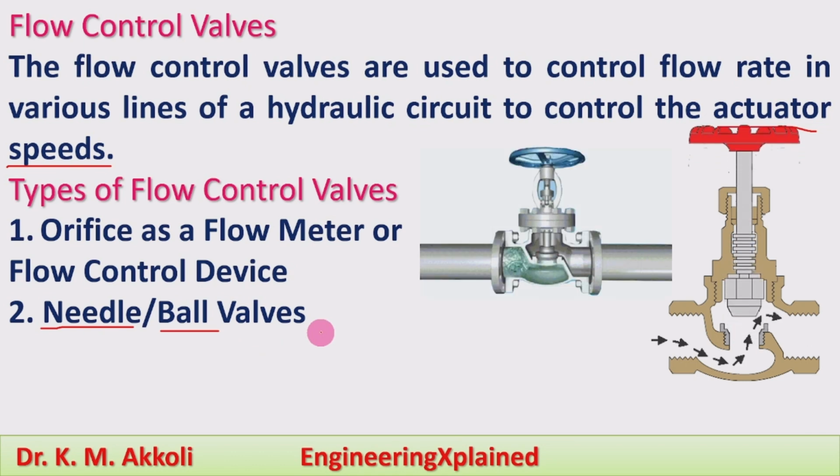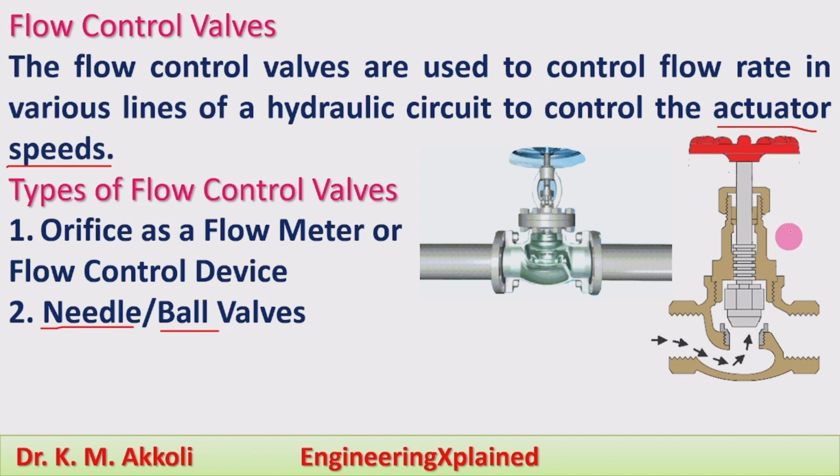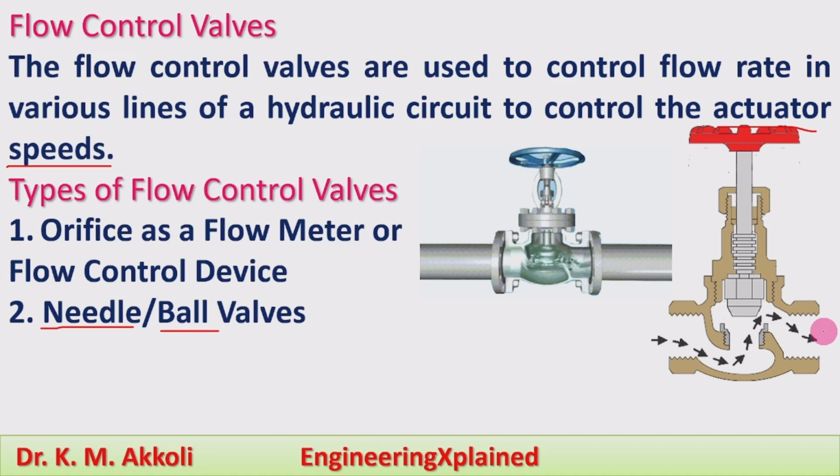Here we can see the needle valve and ball valve operation. This is just like a needle. Whenever we turn the lever, it opens and closes. If it is anti-clockwise, the valve will be opened, and clockwise the valve will be closed. For all valves, it is fixed: anti-clockwise opening and clockwise closing. Here we can see the needle sitting on the valve seat, thereby it closes. When it is operated, it allows flow in that direction.